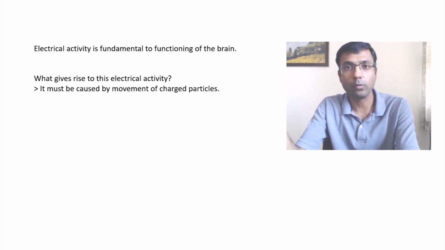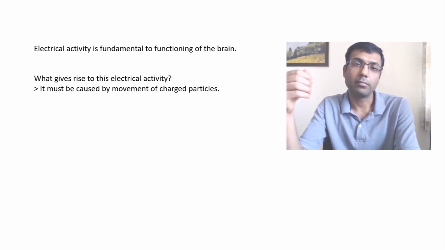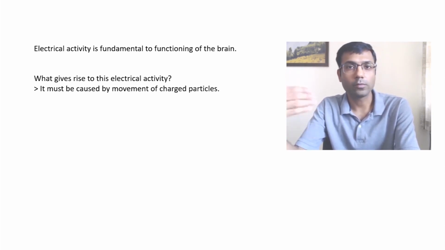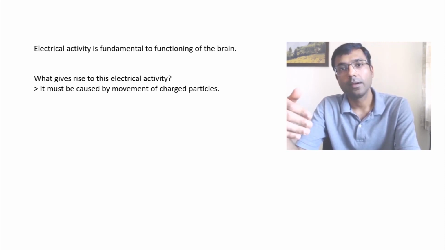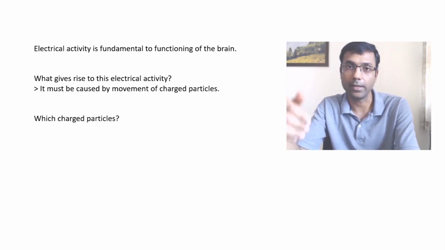Inside a battery, it's the movement of electrolytes that causes the generation of electricity. Inside a metal wire in an electrical circuit, it's the movement of electrons that causes electricity. So in the case of brains also, it's the movement of some charged particles. Now let's try to see if we can guess which charged particles cause the generation of electricity inside the brain.